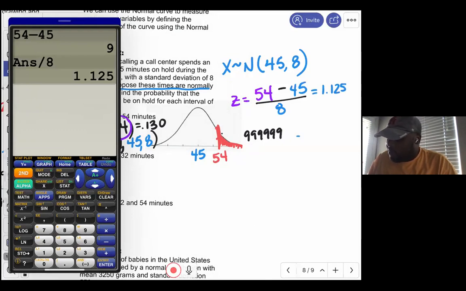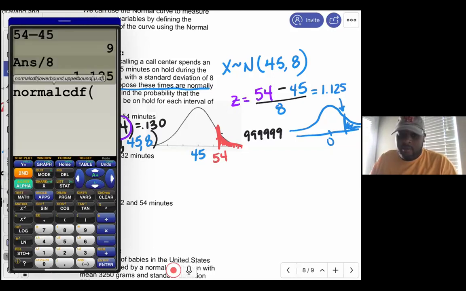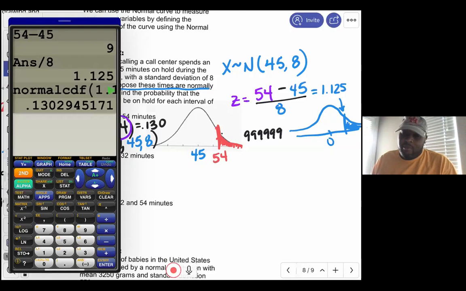What that means is I'm putting this back on a 0-1 curve. So the mean of this curve will be 0, and then 1.125 will fall here. And I want to be greater than that value again. So I would do second bars, normal CDF. The lower bound is the z-score, 1.125. The upper bound goes forever in this direction over here, so that's a positive 999. The mean is 0, the standard deviation is 1. And look what I get. I get the exact same value.